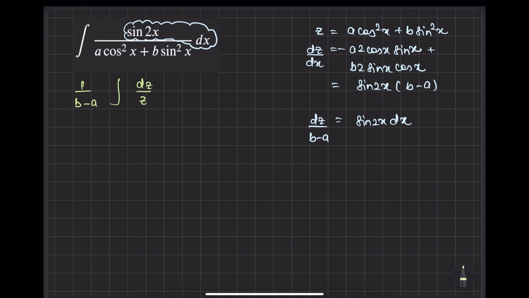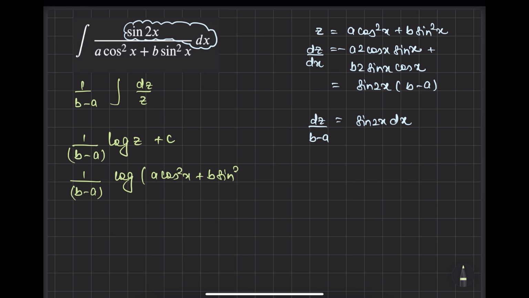Now you have to integrate 1 by z. So you know that it will become log z, so log z plus integration constant c. Now apply the replacement of z, because they have asked the question in terms of x, not in z. So it is 1 by b minus a log of a cos square x plus b sin square x, and then integration constant c.